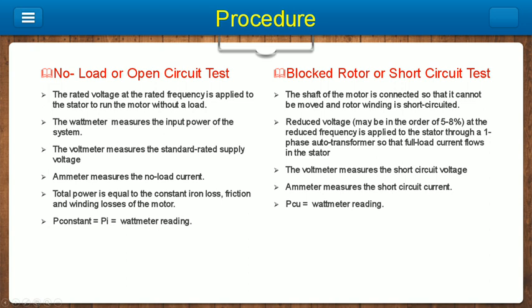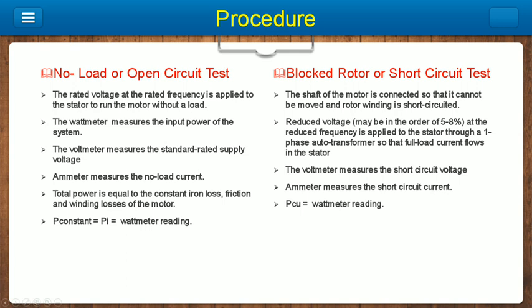In the no load test, the rated voltage is applied to the stator. This is because the iron loss is directly proportional to the voltage, so we are applying the rated voltage. The wattmeter measures the input power, the voltmeter measures the rated voltage, and the ammeter measures the no load current. Here the total wattmeter reading is equal to the iron loss plus the stray loss plus the mechanical loss.